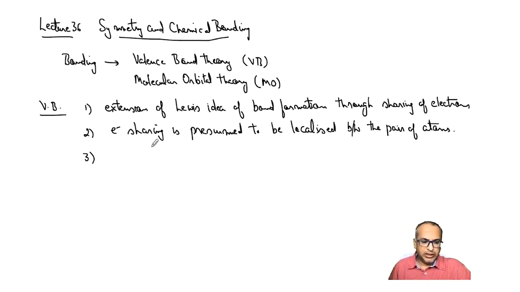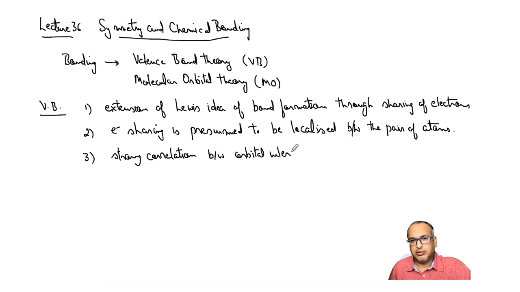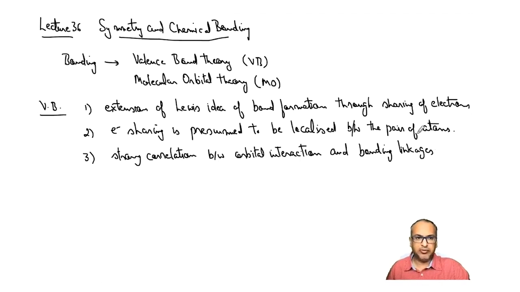Then what is the next point? It's the orbital interaction and the bond linkages. So there is a strong correlation between orbital interaction and bonding linkages. This is only to refresh the previous lectures which you must have read about valence bond theory, and that is in a diatomic or a polyatomic molecule, right?